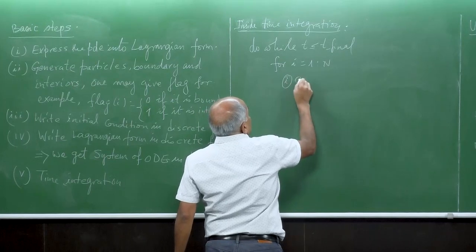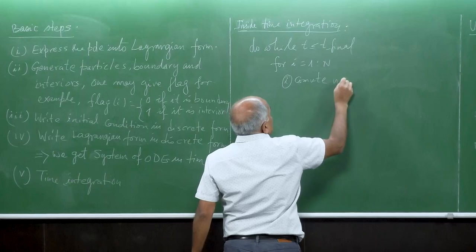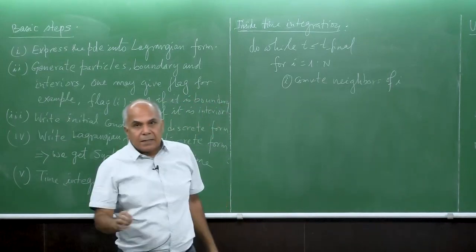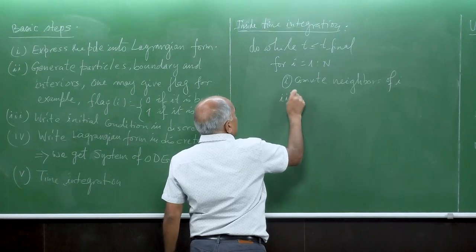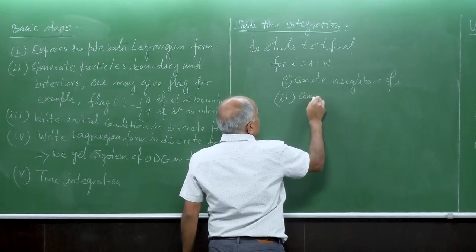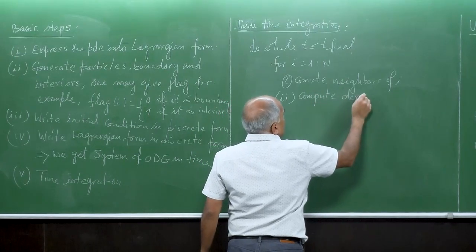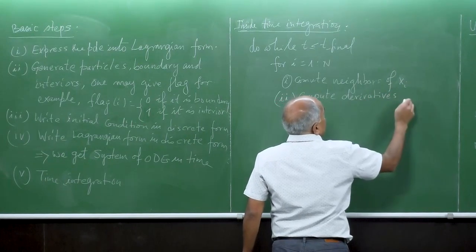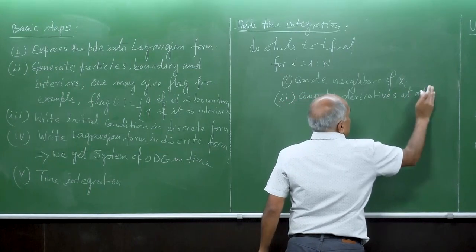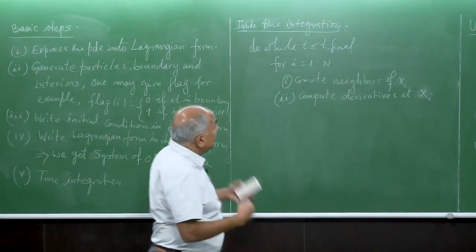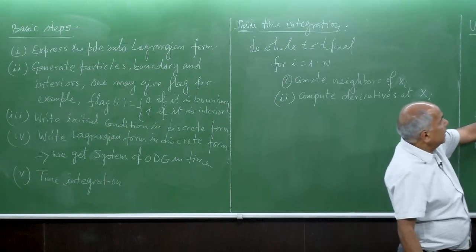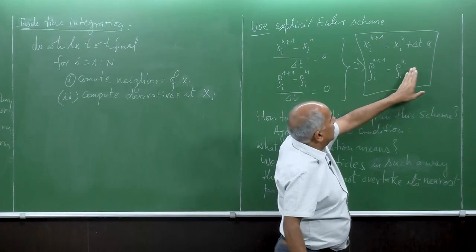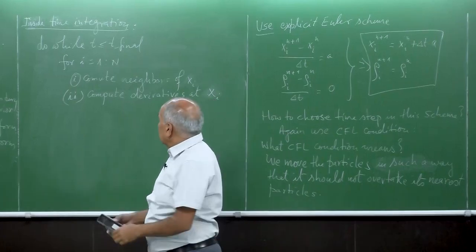First step, compute neighbors of i. Remember, i is a neighbor of itself. Second, compute the derivative at all its x_i, if necessary, but here we don't have any derivative. You see, we are in a very easy way. If we would have a derivative, we would have to compute it here, but that will come next.